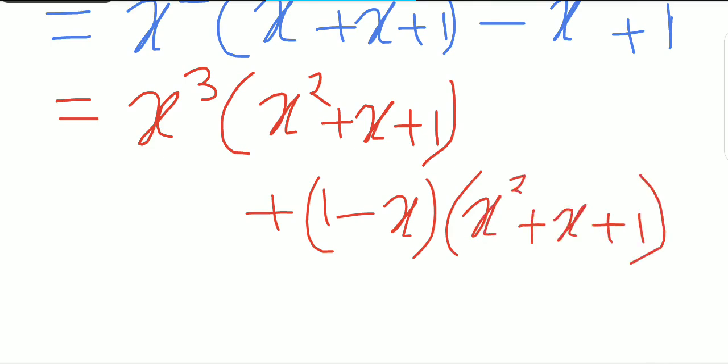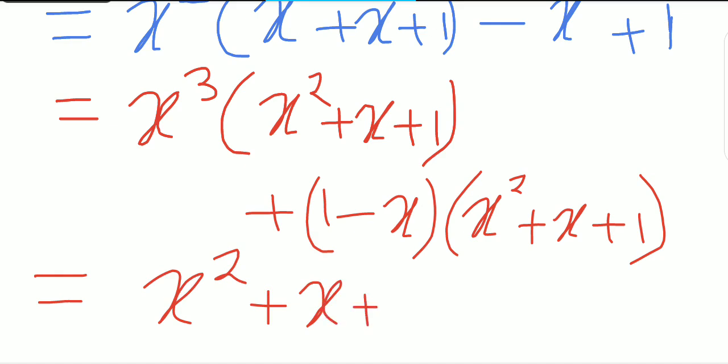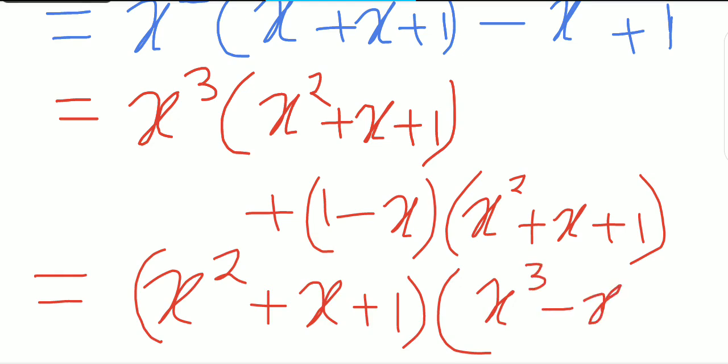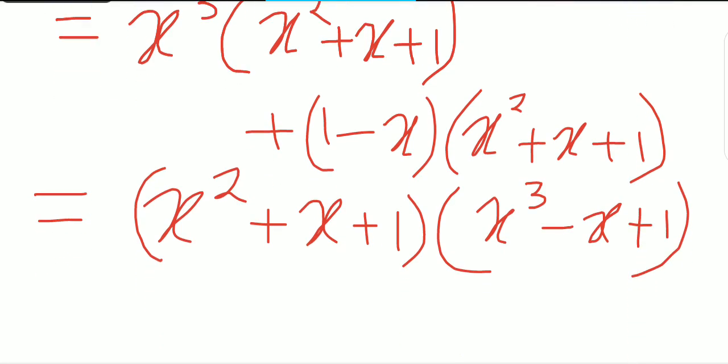That's simply using the formula a cube minus b cube equal to a minus b into a square plus ab plus b square. Okay, now we take x square plus x plus 1 common. As we have said, x square plus x plus 1 is a factor. And whatever is left out we copy as it is, x cube minus x plus 1. And we are done. We have factorized the given expression.